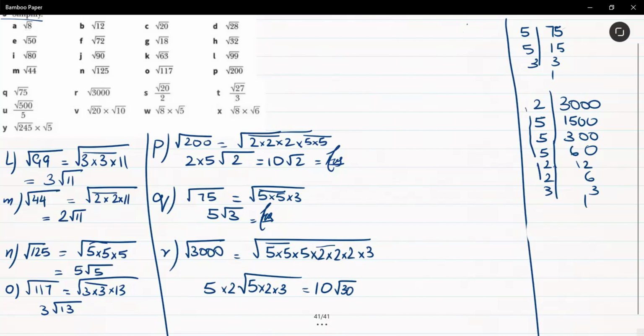Okay, so let me just fit in 2 more parts here before I erase this.